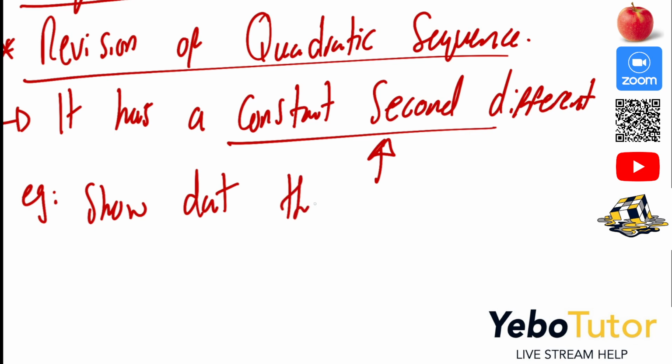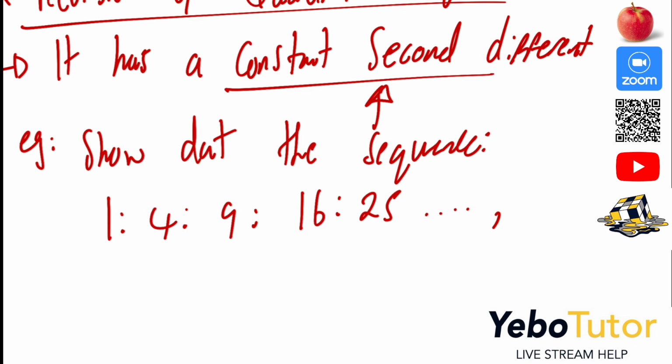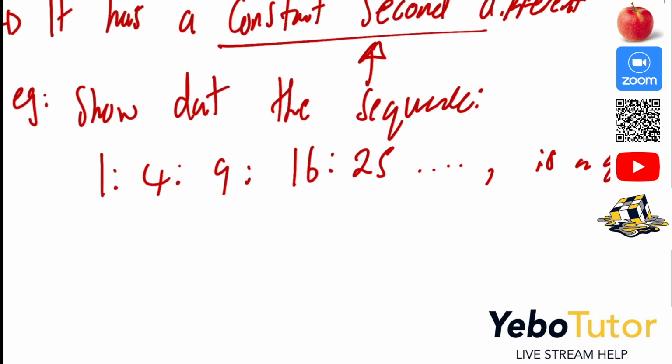show that the sequence, just think of something first. Let's say the sequence is 1, 4, 9, 16, 25. Then they say show that this is quadratic. How do you show that? We can show that this is a quadratic sequence only by determining the second difference.